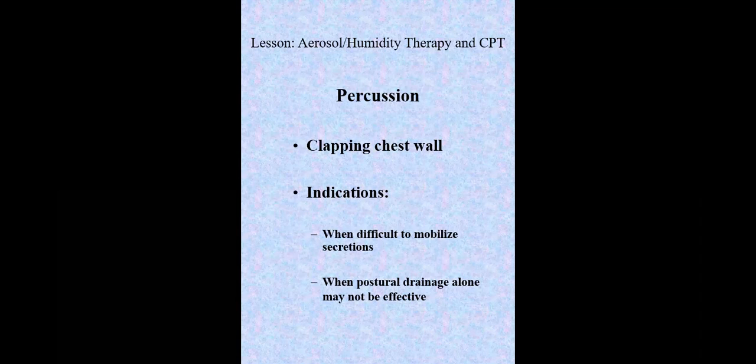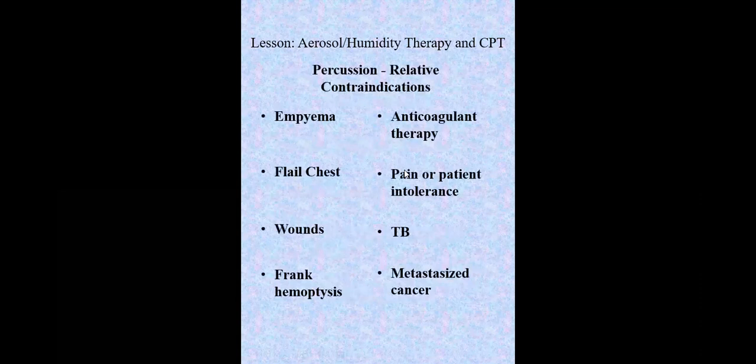So it says when it's difficult to mobilize secretions, that's when you want to add that percussion. You turned them, right? Posterior drainage alone might not be effective. So if you got them turned for drainage, but it's just still not coming out, well, then let's go ahead and do a little bit of percussion. Now, some of the same indications or contraindications for percussion. You don't want to hit on somebody with empyema. Empyema is pus and disease, pus in a segment of the lung.